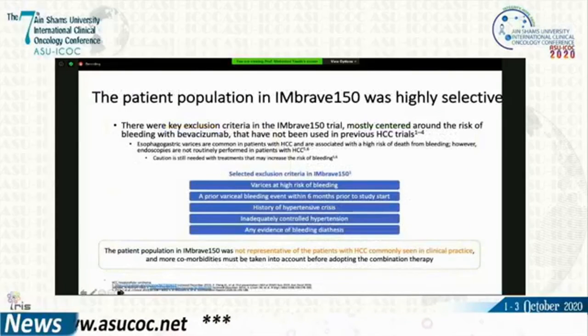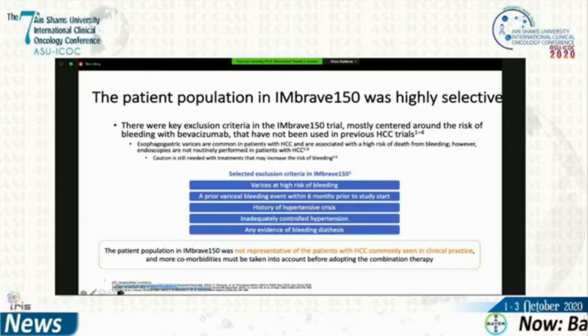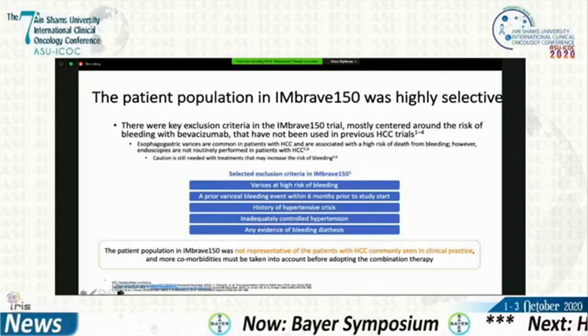The patient population in IMbrave150 was highly selective. There were key exclusion criteria in the IMbrave150 trial, mostly centered around the risk of bleeding with bevacizumab, which had not been used in previous HCC trials.